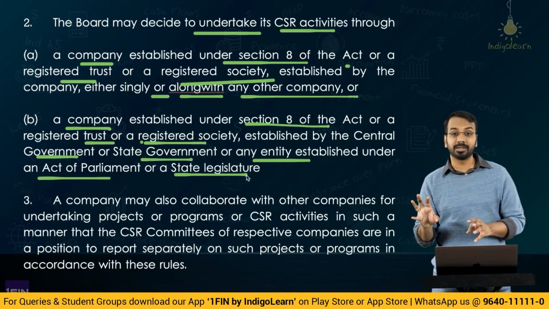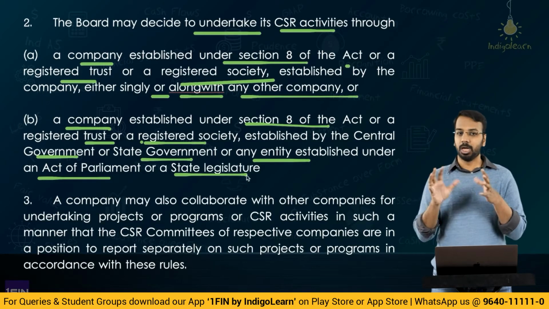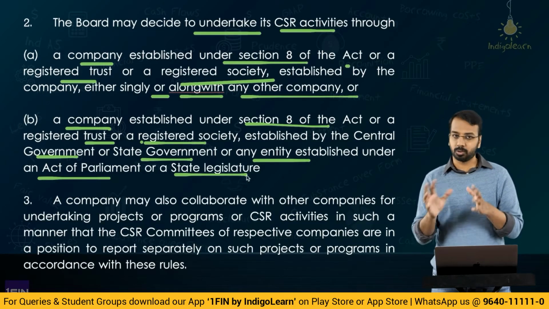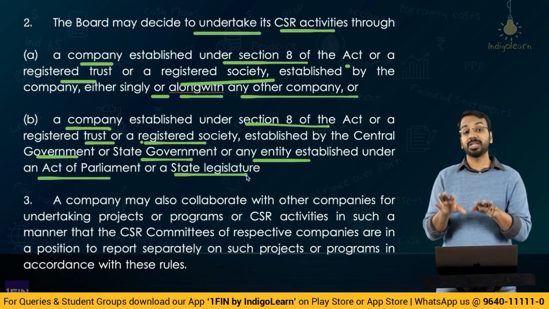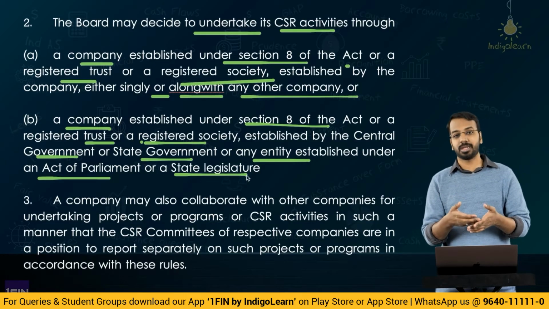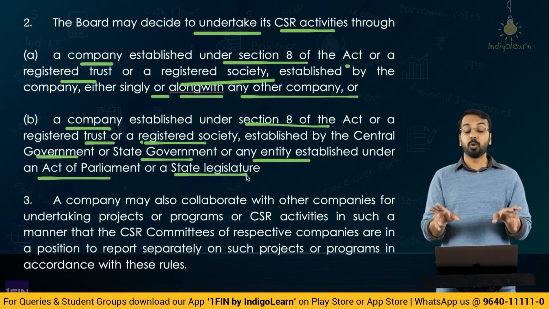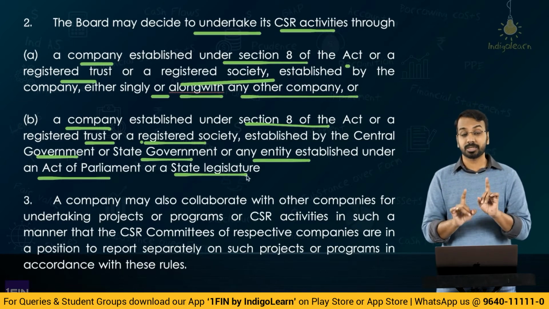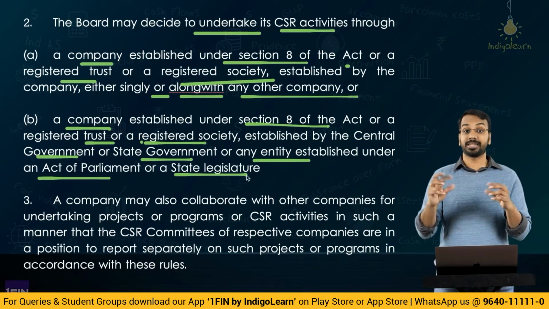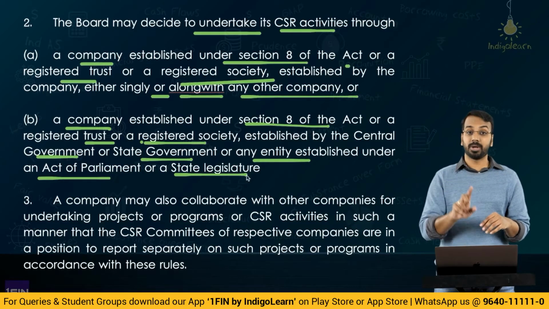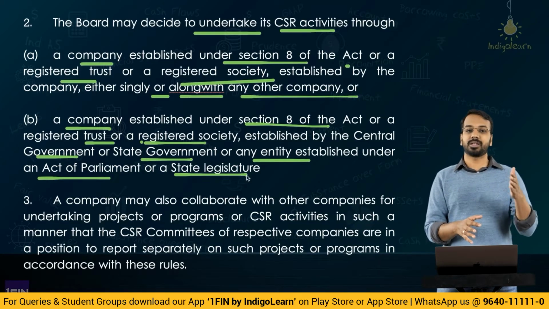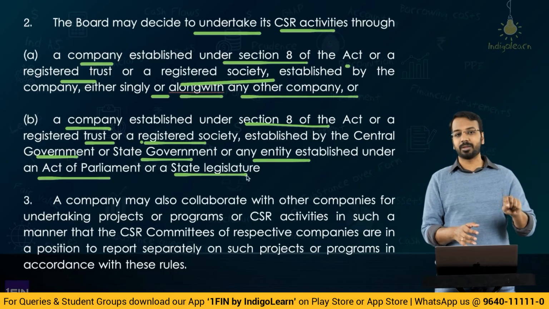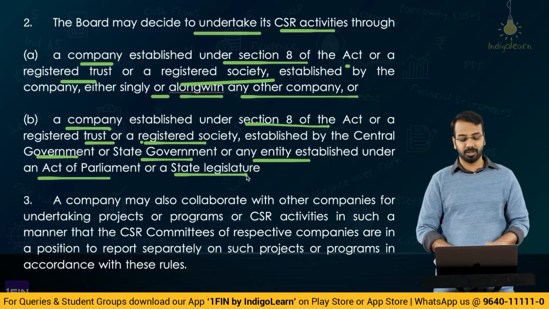These can be either formed by the company alone or with another company together, or these have been established by the central government or the state government or any act of the central government or the state legislative. So, the company can implement its CSR activities through any of these three entities: section 8 company, registered trust, registered society, which is either established by itself along with somebody else, or it is established by the central government, state government, or an act of parliament or the state legislature.